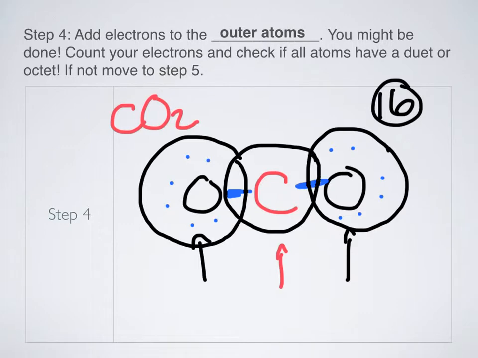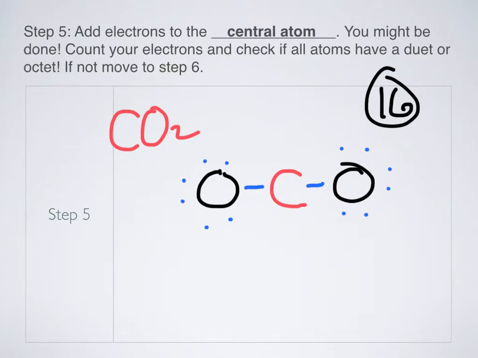Carbon only has 4 electrons around it. In case you're wondering, "wait a second, I thought we counted those electrons as being part of oxygen." Remember, those bonds are sharing their electrons. So carbon gets those electrons part of the time, and oxygen gets those electrons part of the time. So right now, carbon only has 4. So I can't stop. I have to move on to the next step.